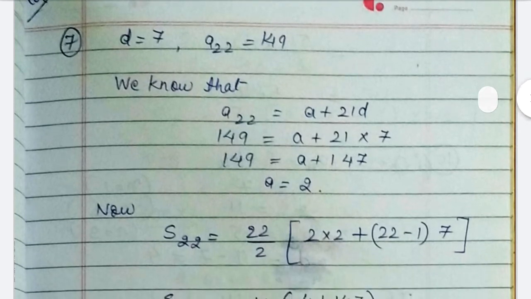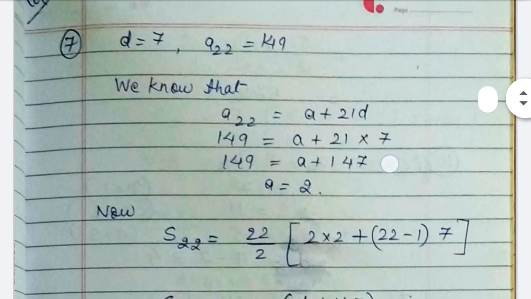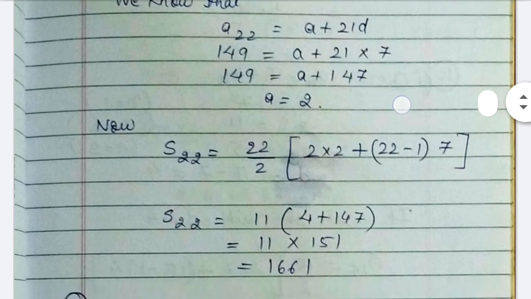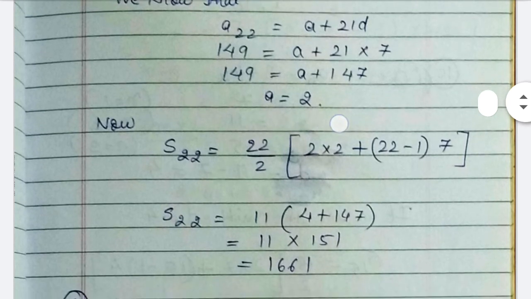Now we know that A22 is A plus 21D. Putting the value of A22, 149 is equals to A plus 21 into 7. 149 is equals to A plus 147. We get the value of A is equals to 2.